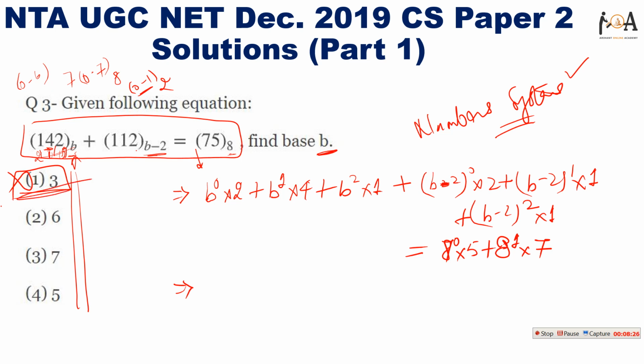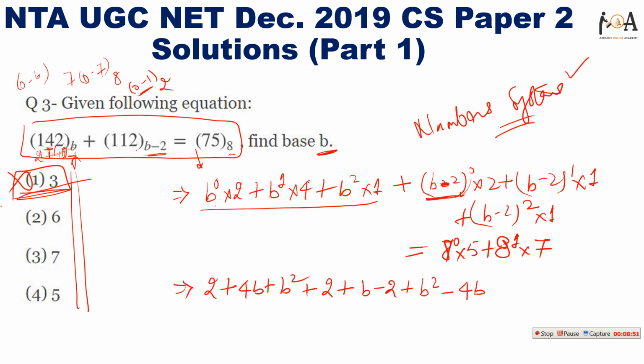Now just balance this equation. b to the power 0 means just 1, 1 into 2 is 2, plus 4b, plus b square. Plus (b minus 2) to the power 0 means 1, 1 into 2 is 2, plus (b minus 2) into 1, which is b minus 2, plus (b minus 2) whole square into 1, which means b square minus 4b plus 4, equals 8 to the power 0 means 1 into 5, that is 5, plus 8 times 7, which is 56.